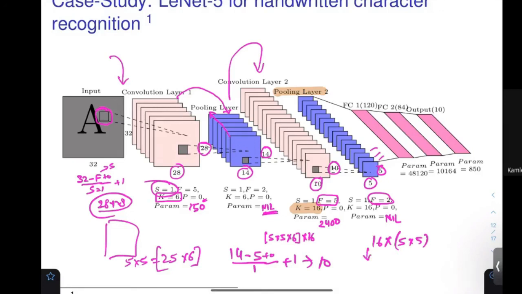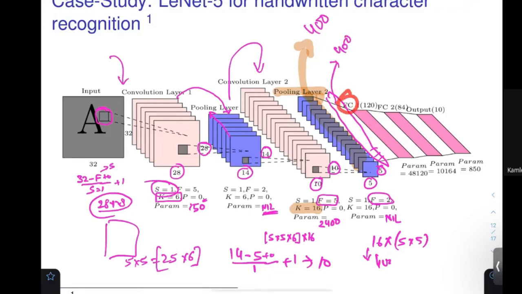Can you find out this value? 25 into 16, how much is it? It is 400. Am I right? Just tell me. 25 into 16, it is 400. So what I wanted to tell is that this is going to give you 400 values. As I was telling you, these 400 values need to be flattened. So you can assume that here you are going to get 400 values. Next layer is a fully connected layer.